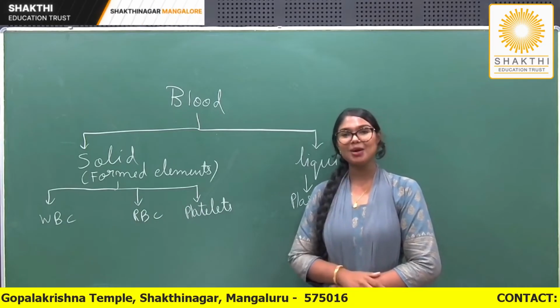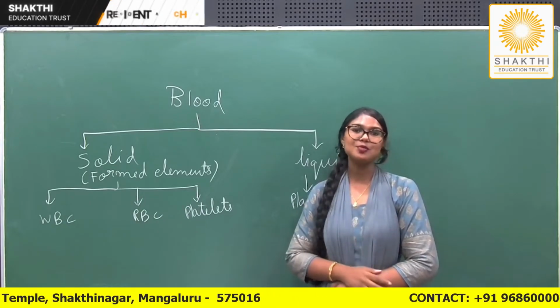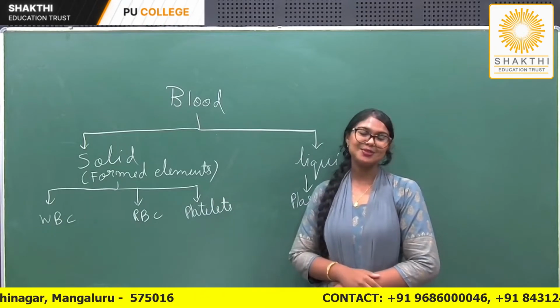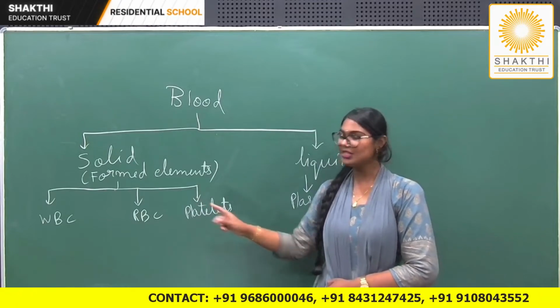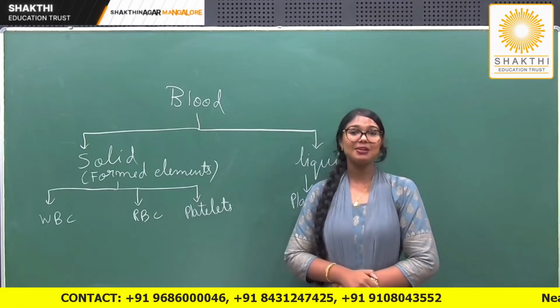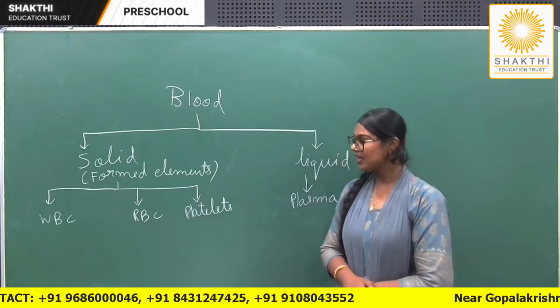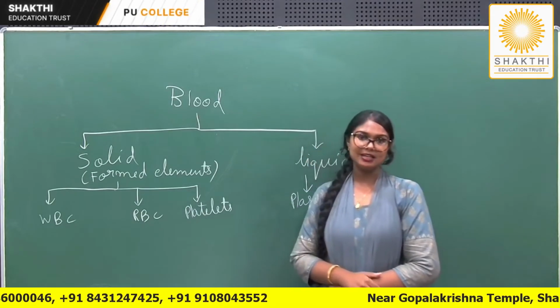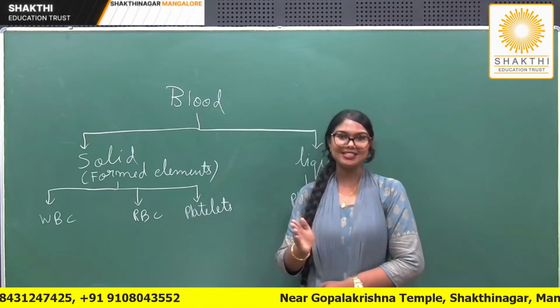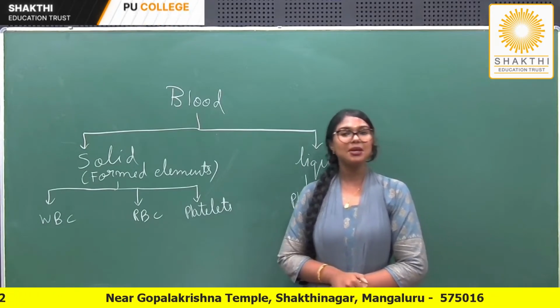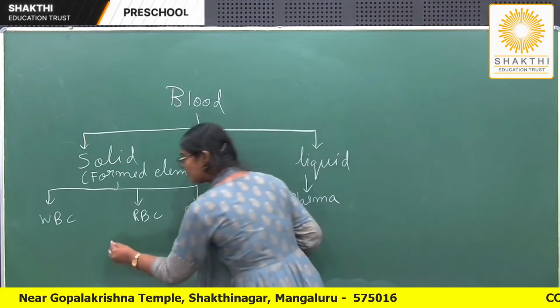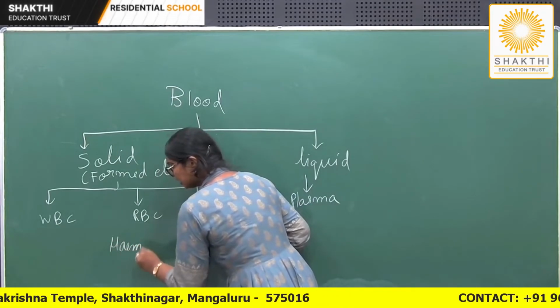They act like policemen. In simple terms, if you want to understand, policemen. So whenever a foreign body, whenever a thief enters the body, the police will attack. WBCs will attack these foreign bodies. Coming to the second blood cell, that is RBC, red blood cell. Now the red blood cell is red in color because of the presence of a protein which is called as hemoglobin.